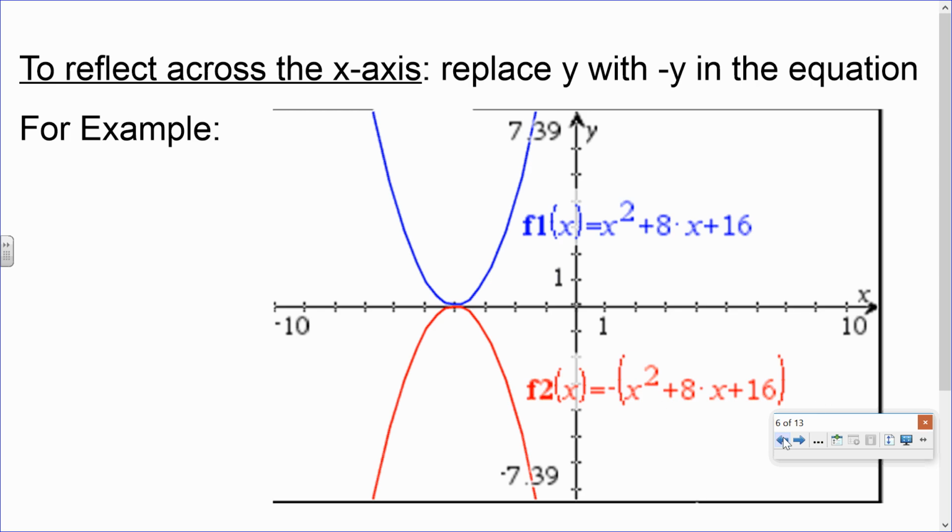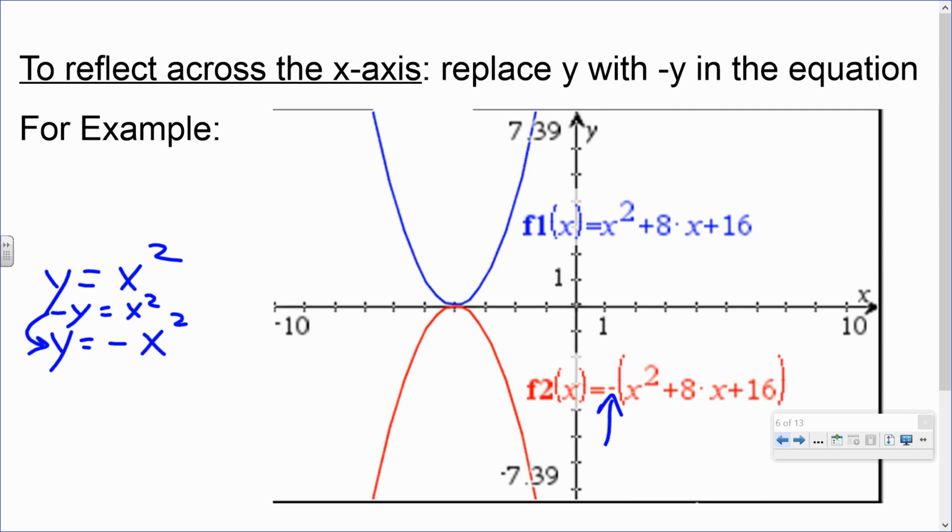To reflect across the x-axis, we're going to change y to -y. And we've seen that when we had y equals x squared was right side up, opening up. Y equals minus x squared was opening down. But if I had changed y to -y, and then multiplied both sides by -1, I would have had it the way we're used to thinking about it. So all we did here was put a minus sign in front of the whole thing.